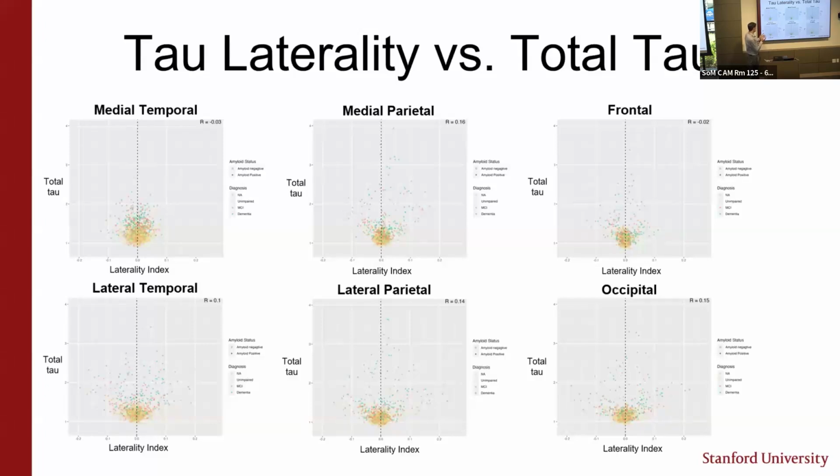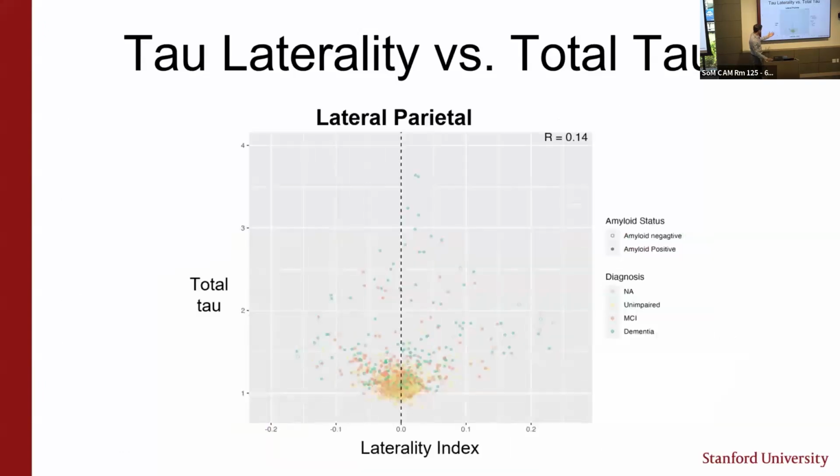And you can see there's this large cluster that's yellow at the bottom of all of these different regions. These are individuals I've coded as yellow as unimpaired. And all these regions look pretty similar, but I noticed there was a little bit more spread in some of the lateral regions, including lateral parietal. So for today, I'll really focus on this region. And just to enlarge this graph more, you can see this spread. And then some of the red and green individuals who have MCI and dementia, you can see have higher total tau. They're higher on the y-axis, and they have a little bit more laterality too.